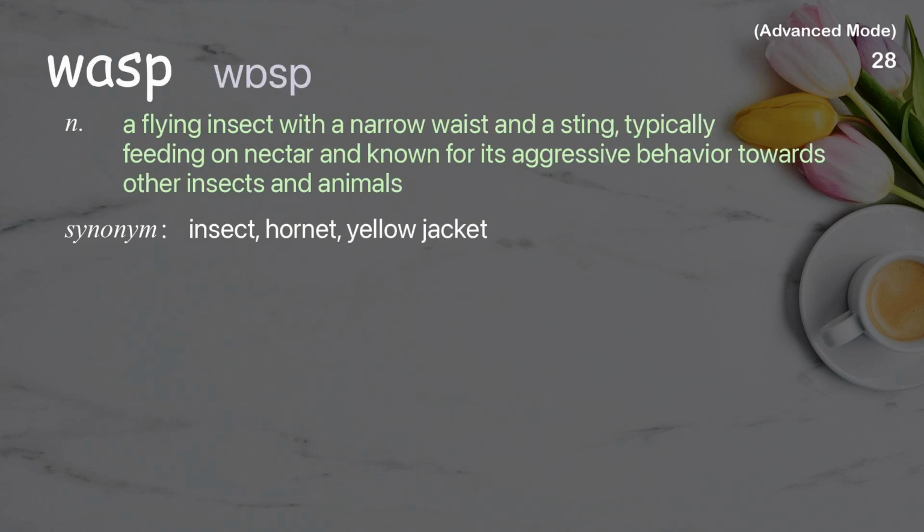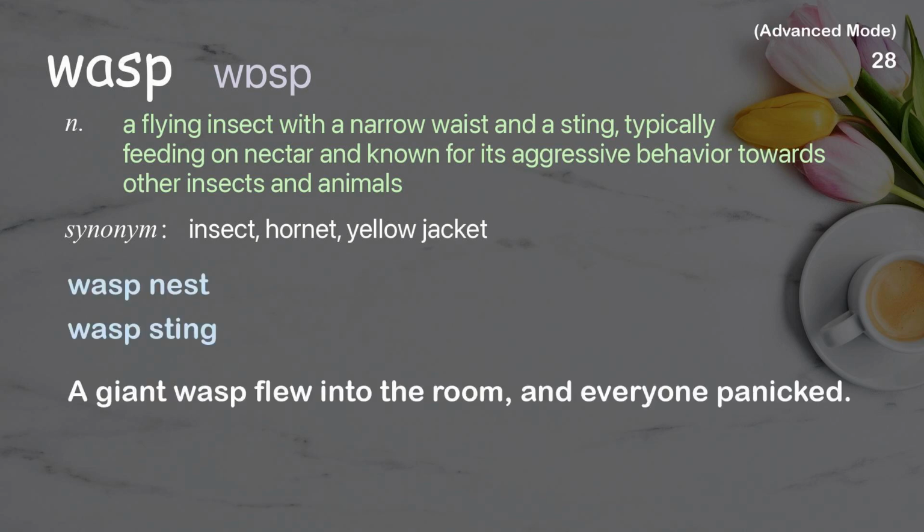Wasp. A flying insect with a narrow waist and a sting, typically feeding on nectar and known for its aggressive behavior towards other insects and animals. Examples: Wasp nest. Wasp sting. A giant wasp flew into the room, and everyone panicked.